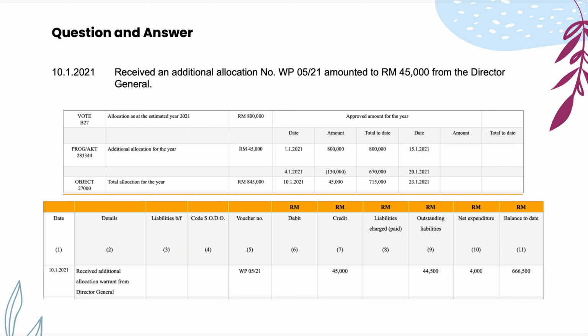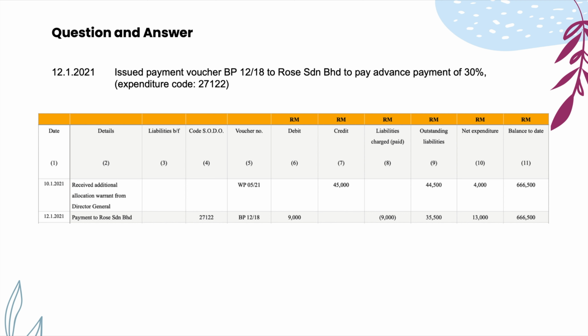In Part 2, we will record the date, amount and the amount to date. In Part 3, we will record in the column 1 to 5 with the reference given, and column number 7, which is the credit column, as the budget has increased. Since this is not a liability, we are just going to copy down the previous figure in outstanding liability, and increase the balance to date amount by 666,500 ringgit.